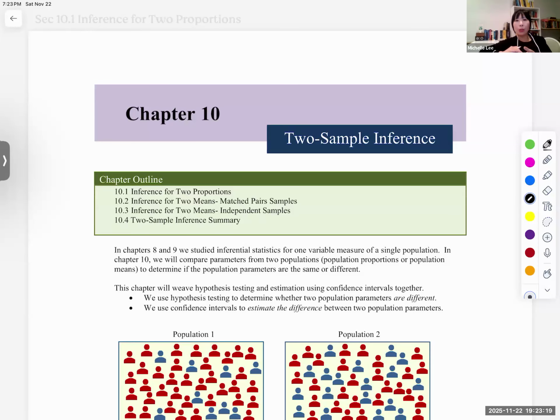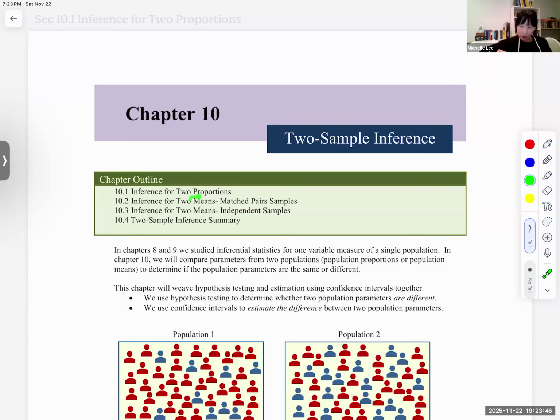Today we are going to learn chapter 10, 10.1. This is the last chapter. Yay! You made it. Congratulations. Okay, so chapter 10 is about two-sample inference. We have three sections. I don't do a summary, right?